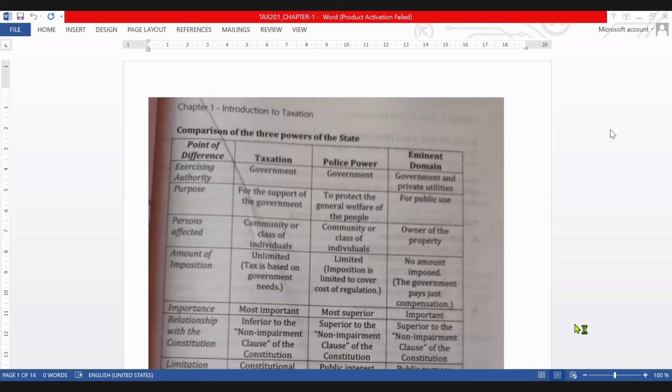Okay? Yung progressive tax system, later mo yan matututunan, Mr. Ronaldo. Okay. That's a different concept. Alright? So I hope na-review ka ano yung mga inherent powers of the state. Okay. Please look at the difference as to the exercising authority, as to the purpose, why we have this taxation, this police power, this eminent domain, persons affected, okay, amount of imposition. Tingnan mo yung amount of imposition. Okay. Pagdating sa taxation, it is unlimited. Okay? Unlimited. No? So, depende sa need ng government.